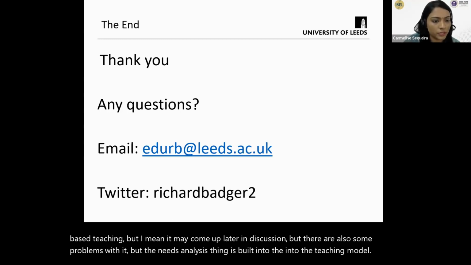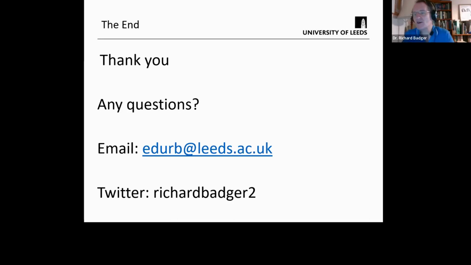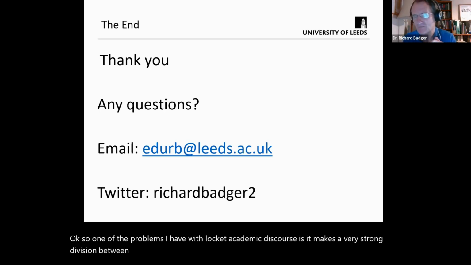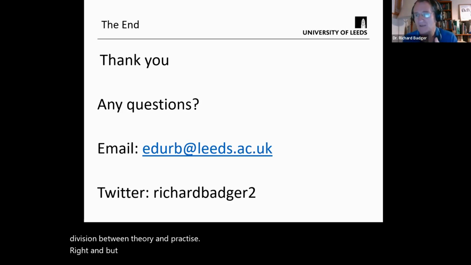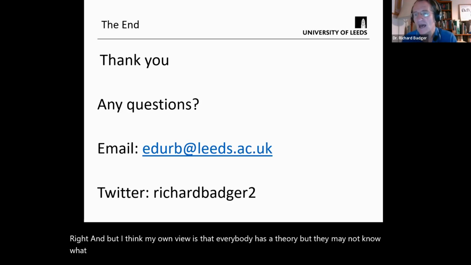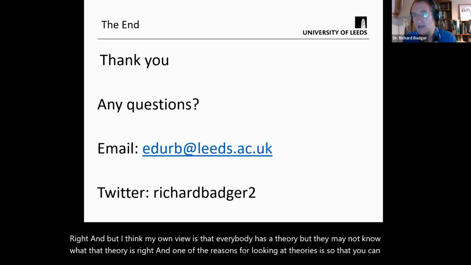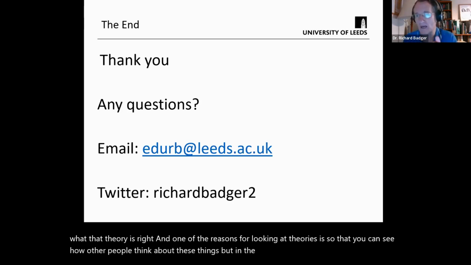Thank you, sir. We have a question from Durga. She says, when we design a task, do we always need to design it through an identified theory and method? Okay, yeah. One of the problems I have with academic discourse is that it makes a very strong division between theory and practice. My own view is that everybody has a theory, but they may not know what that theory is. One of the reasons for looking at theories is so that you can see how other people think about these things. But in the end, the important thing is how you think about these things.